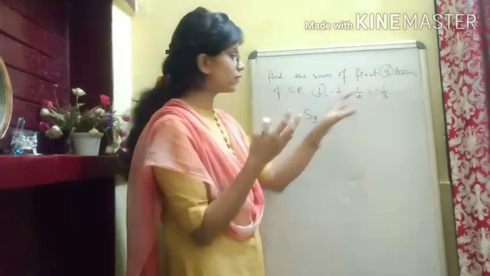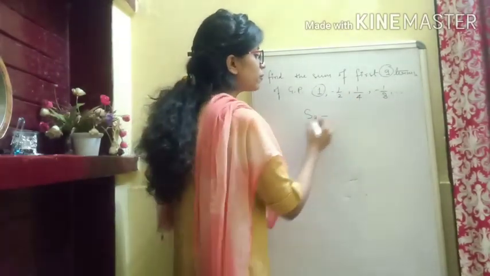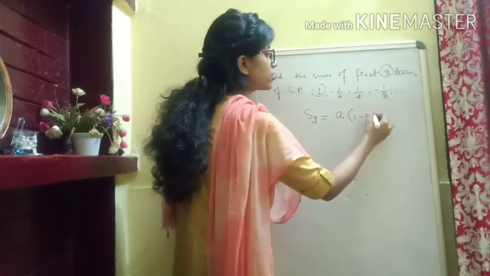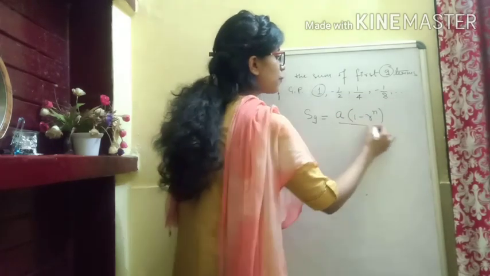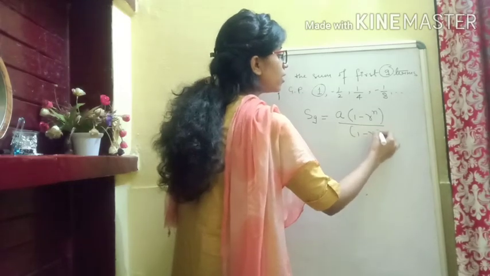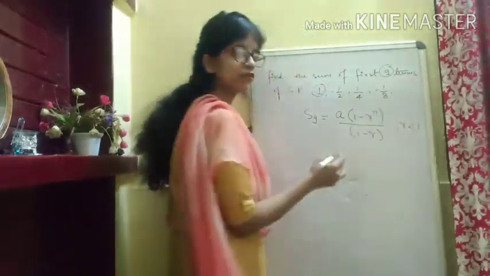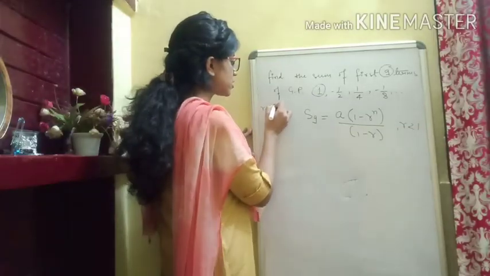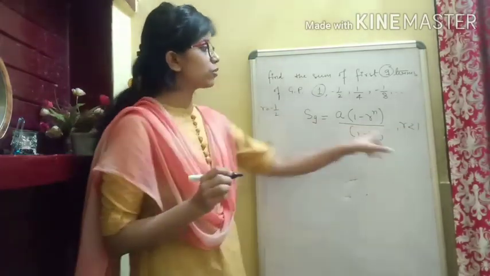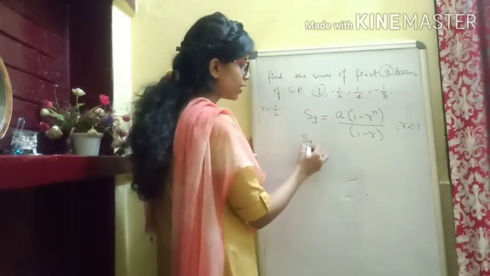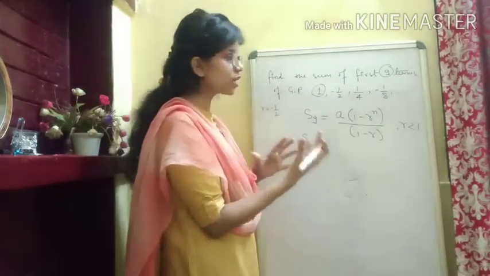9 terms. So we will write S9, and the formula we will apply is a(1 minus r to the power n) upon 1 minus r. This formula we are going to use as r is coming less than 1. What is the value of r coming? It is coming minus 1 upon 2. So it is less than 1. Now this formula we are going to use to calculate S9. It is simple. Now just put the values and simplify.